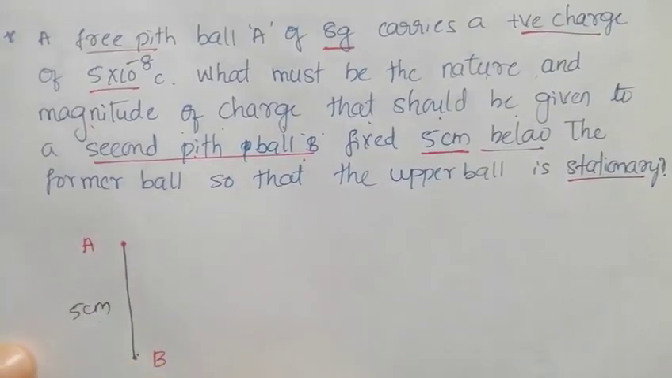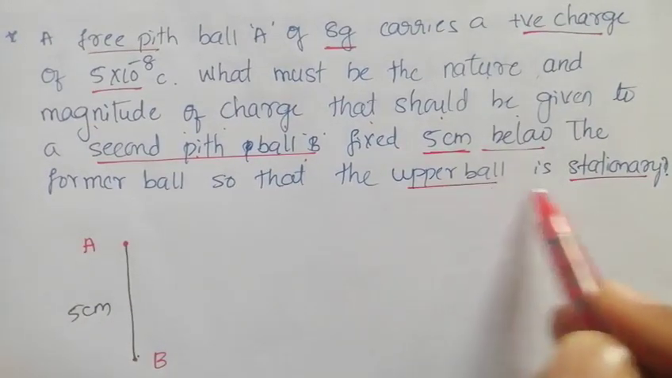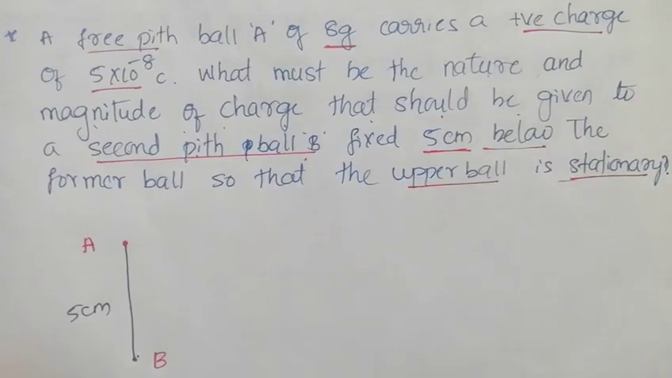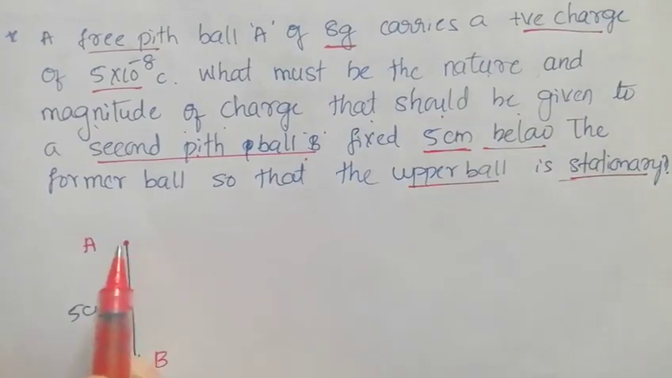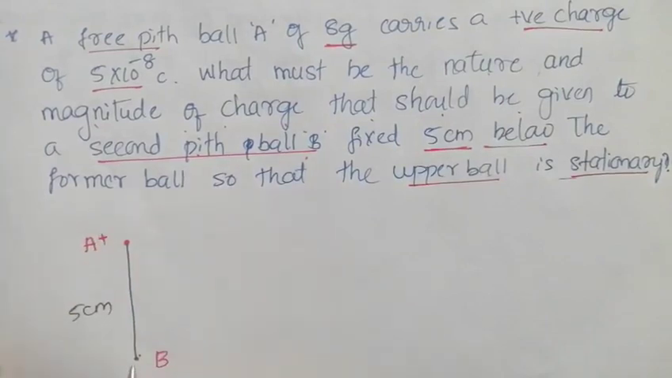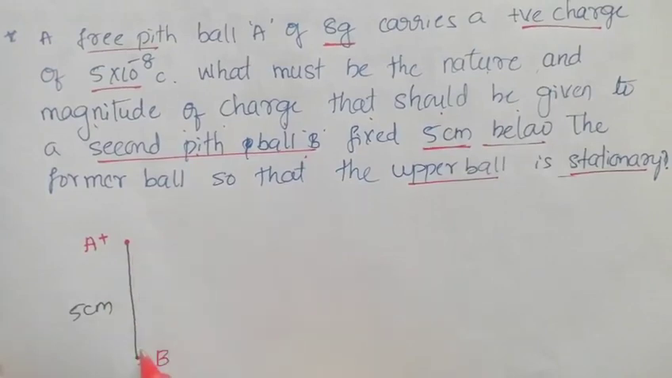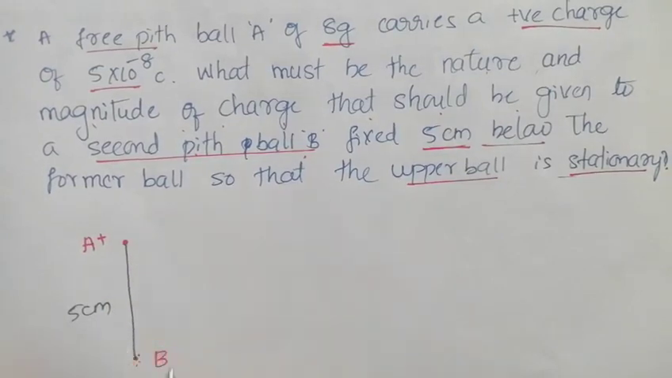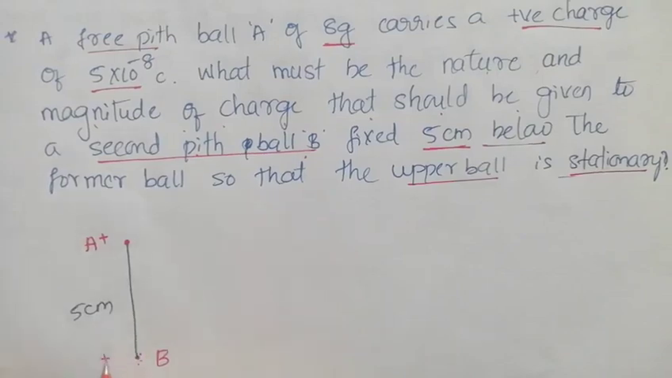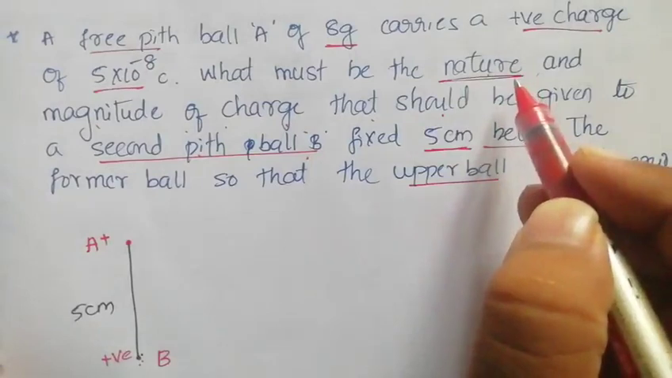Now the condition is that the ball needs to stay stationary. The upper ball is a positive charge, so the ball below must be a positive charge. If it is negative, what will happen? The negative charge will attract the positive one, so it will move downward. So this ball B must be a positive charge. That is the nature of the charge.